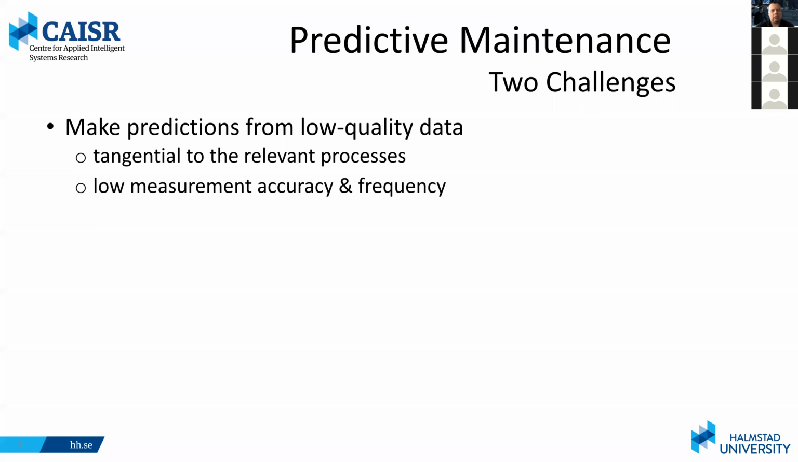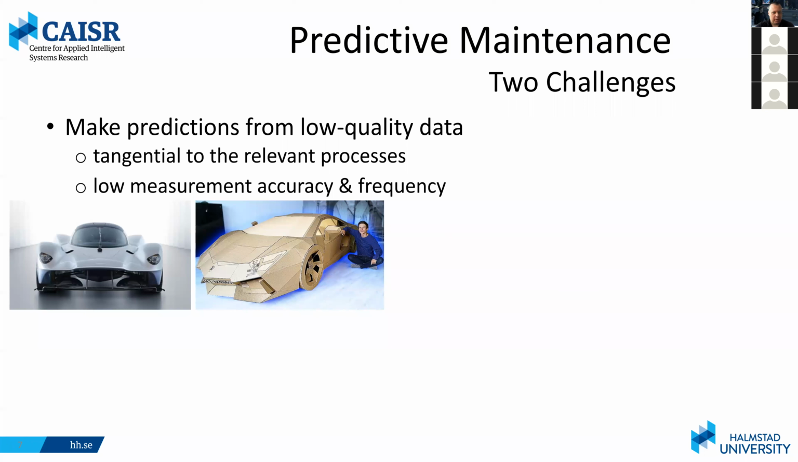There are two main things to address. One is you want to be making predictions from low quality data. In most cases, the data you are collecting is not really designed with the explicit purpose of doing predictive maintenance. The reason is always the economical part. In the end, you end up somewhere closer to here. So it turns out that you have low measurement accuracy, low frequency of data. The sensors you have are only somewhat related to the properties you really want to measure, and so on.